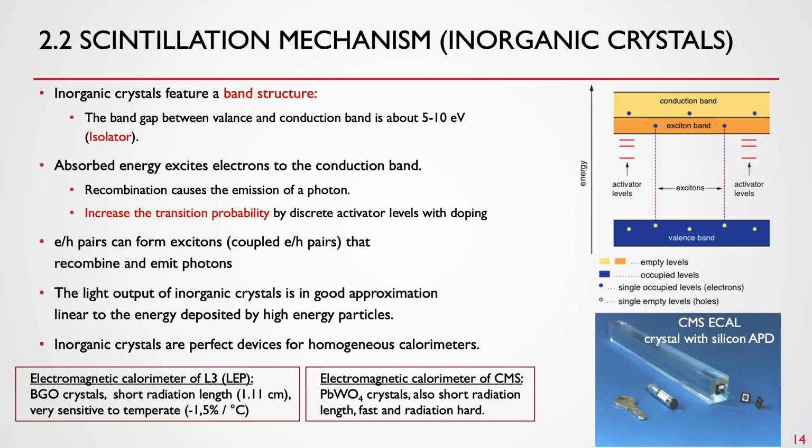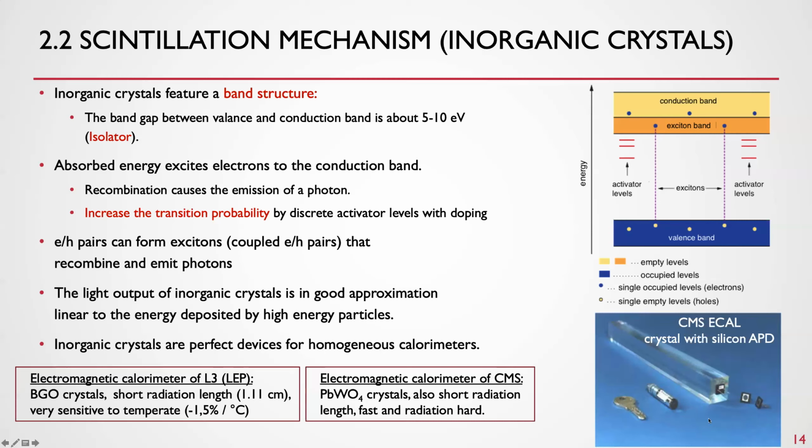The light output of an inorganic crystal is roughly proportional to the incident energy. That's great because it can be used for calorimetry, where you want to measure the energy. So not only count particles, but measure the energy. Inorganic crystals are also perfect for homogeneous calorimeters, which are usually used for electromagnetic calorimeters because it's possible to build them with high Z material like BGO and lead tungstate. BGO was used at the L3 experiment at LEP. Lead tungstate is used in CMS.